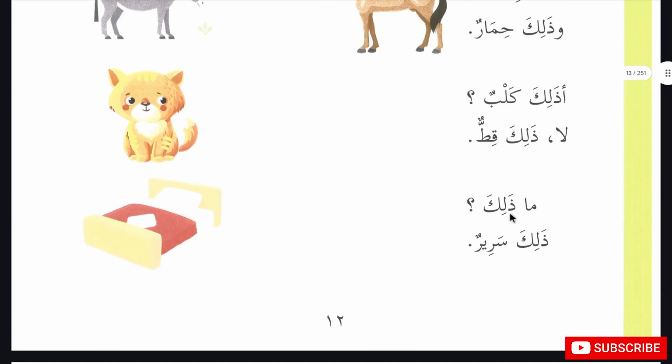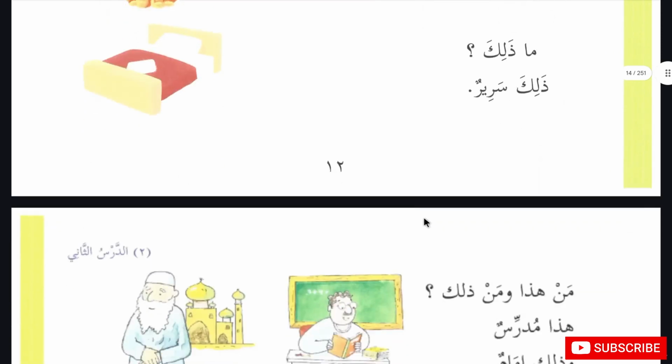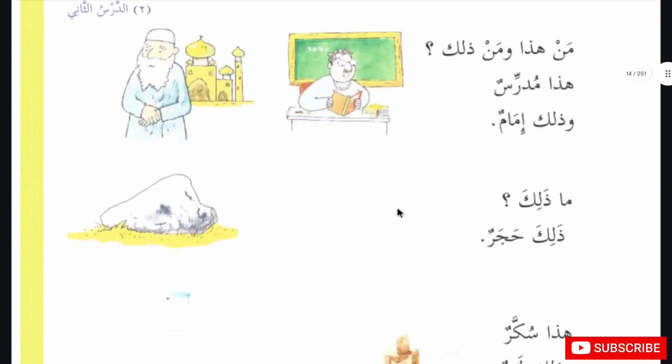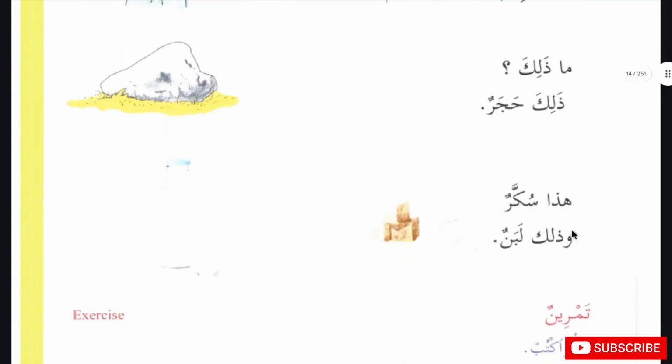ماذا ذلك? What is that? ذلك سرير. That is a bed. Now this is for aqil. Those objects have aql. So who is this and who is that? هذا مدرس. This is a teacher. وذلك إمام. And that is an imam. ما ذلك? What is that? ذلك حجر. That is a stone. هذا سكر. This is sugar. وذلك لبن. And that is milk.